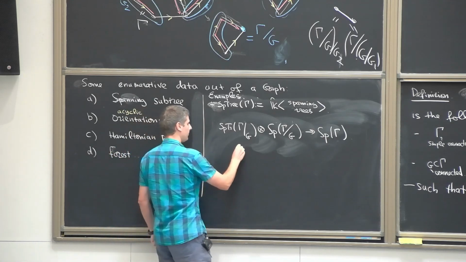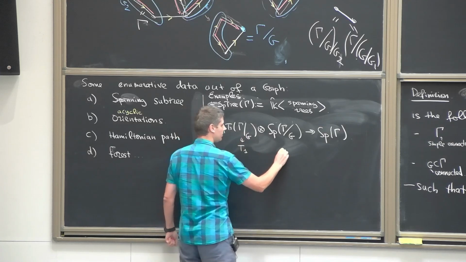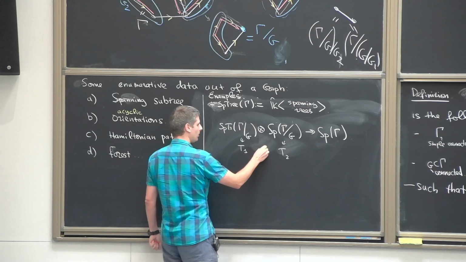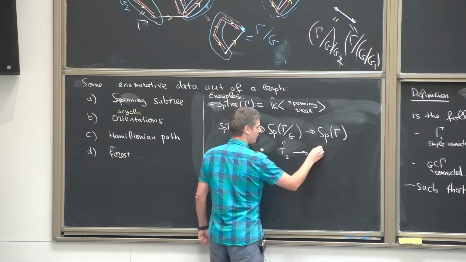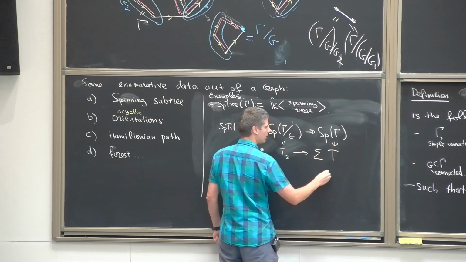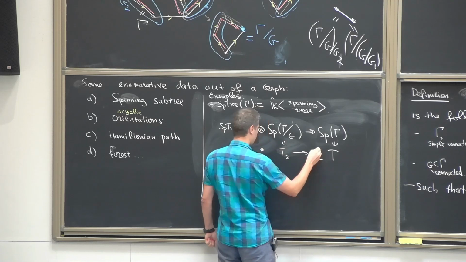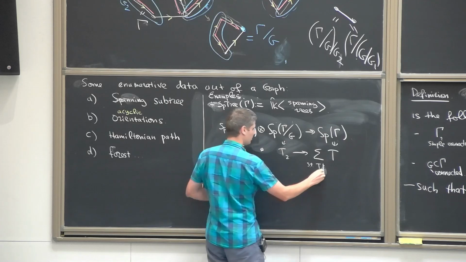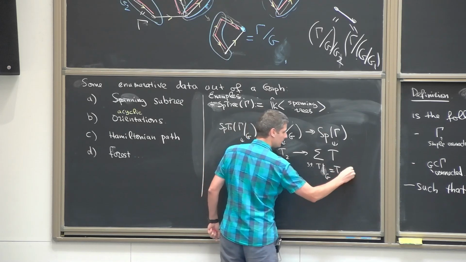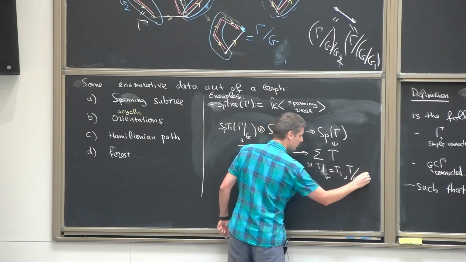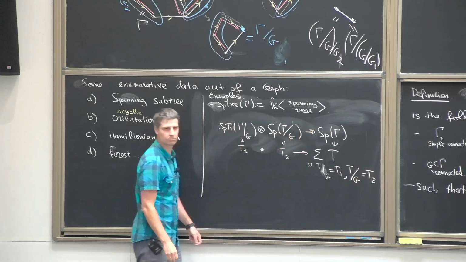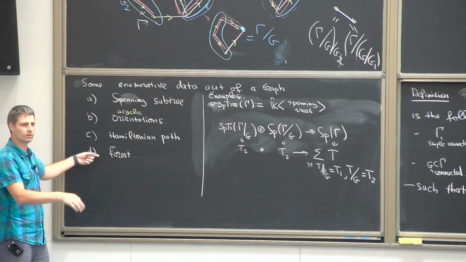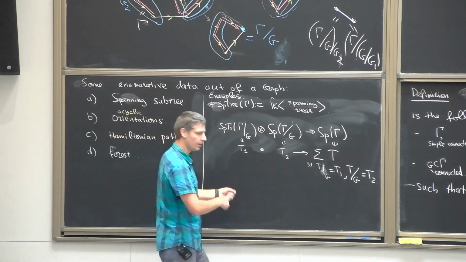What that means, so if you have T1 from here, T2 from here, then the composition of those should be mapped to the sum of T from here such that T restricted on G is equal to T1 and T mod out by G is equal to T2. And you can do it for all those stories. It's absolutely the same thing. The only thing you have to do is dualize.